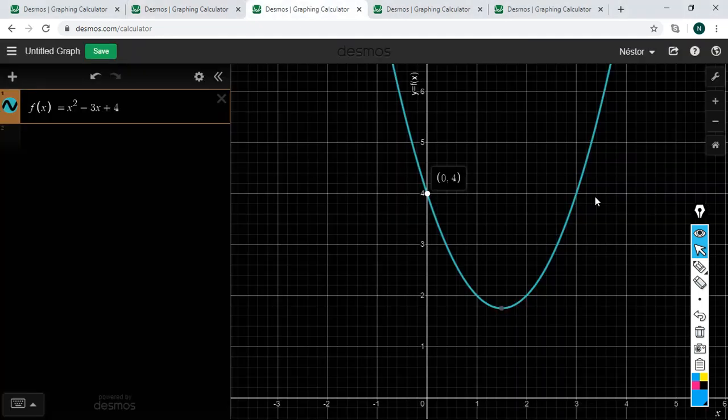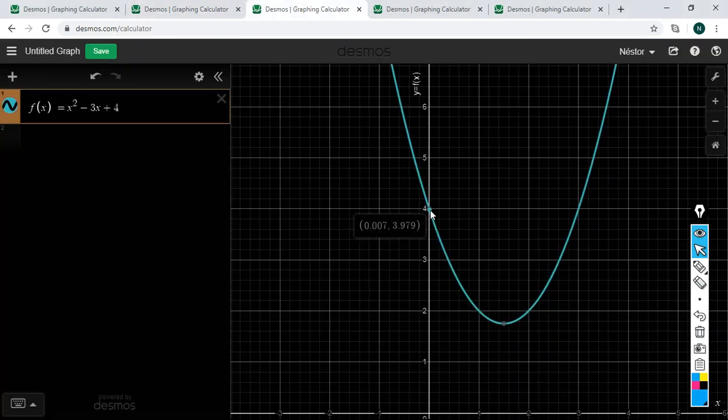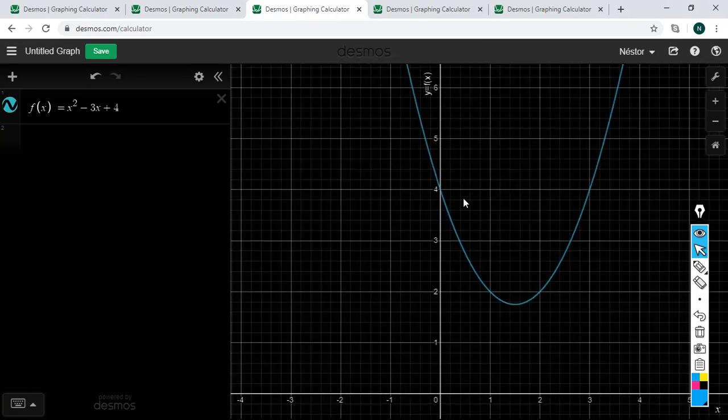Next, this function: f of x equals x squared minus 3x plus 4. You have the graph of the function right here, and we have the y-intercept, which is 4. We know that right away just by looking at the graph, but we want to do it analytically. The graph is just for confirmation.